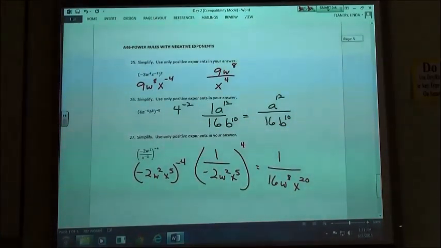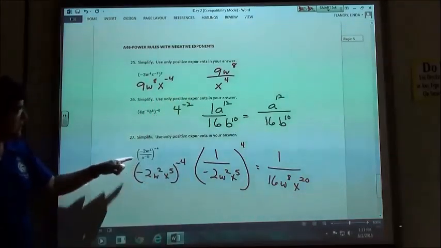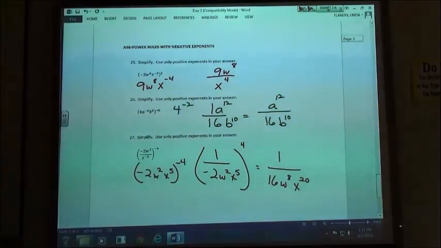So if you are having a hard time with all the negatives and where is it going to end up, my suggestion is get rid of the negative exponents first, then go ahead and worry about doing your exponent. Hopefully everything ends up in the right spot.